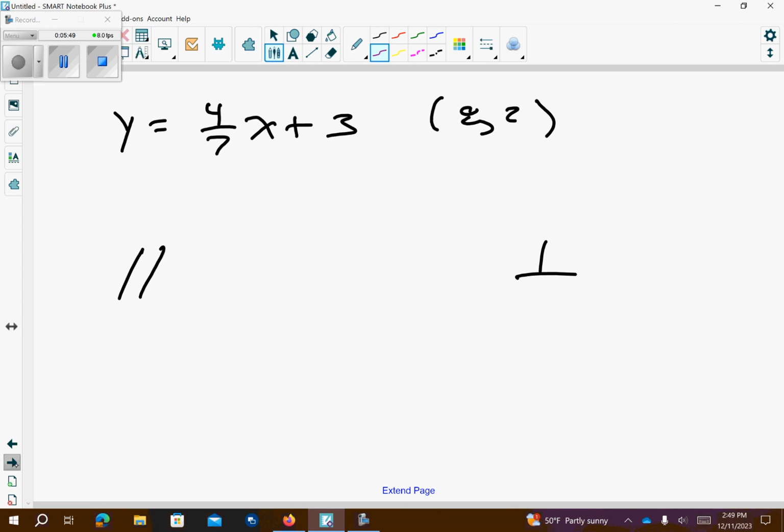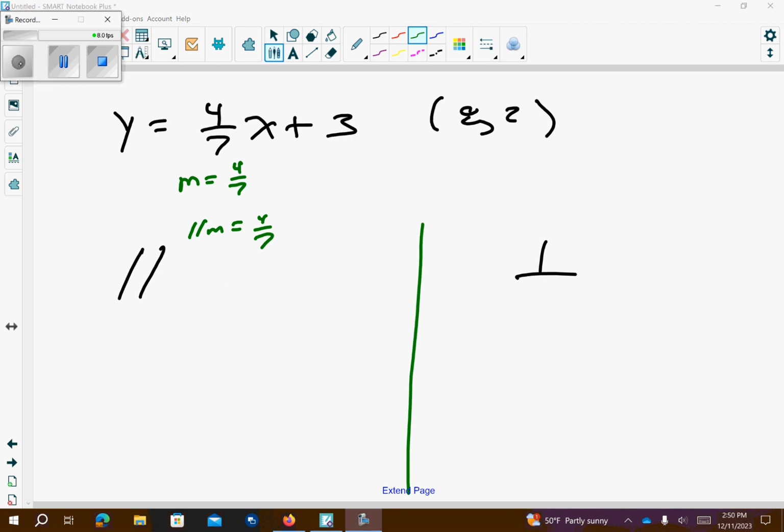All right, so this is going to be 2 problems in one. I want to find the equation that contains this point that's parallel to this. So first off, I'm going to list my slope. So 4 over 7. That means the parallel slope is 4 over 7. So I'm going to use y minus y1 equals m times x minus x1. So this is going to be x1, y1.